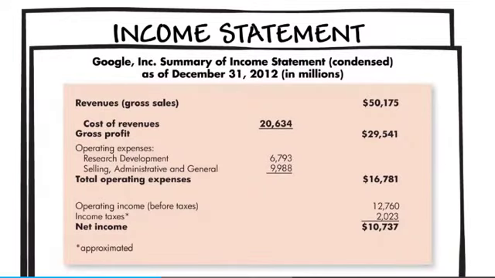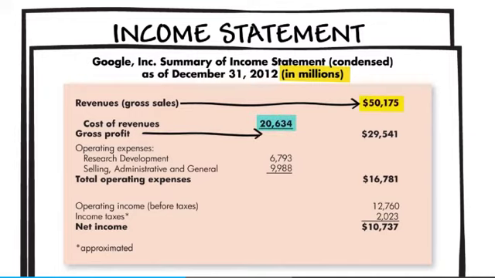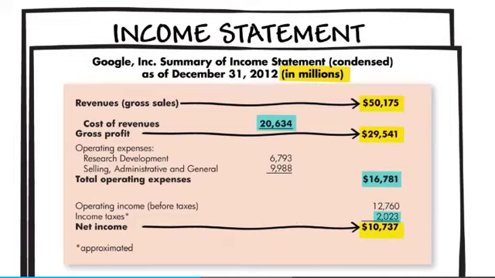Looking at Google's income statement from 2012, we should first note that all numbers are in millions. As a result, Google had revenues of more than $50 billion during the year. This amount was reduced by cost of revenues of approximately $20 billion to arrive at gross profit of $29 billion. Their operating expenses of $16 billion and income taxes of $2 billion result in net income of $10,737 million for the year 2012.